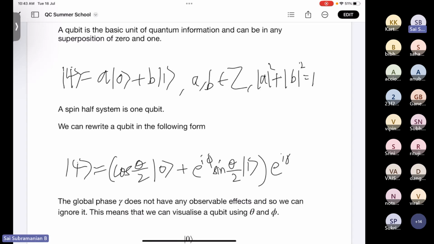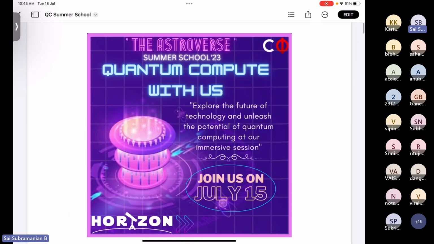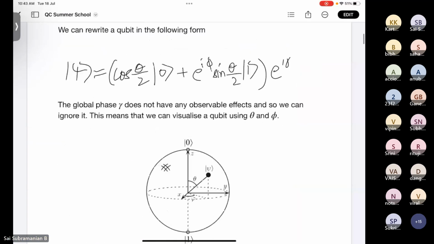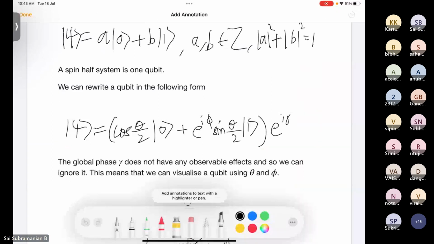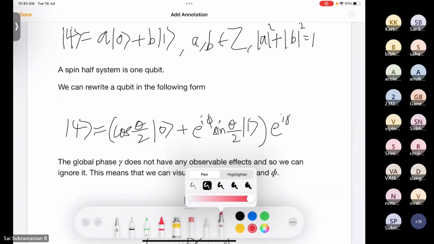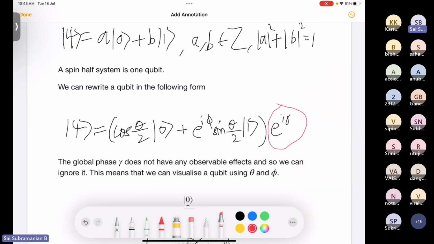But of course, a and b are also complex numbers, so we need to put two phases next to 0 and 1 to adjust for that. And an interesting fact about qubits is that the global phase of a qubit, that is the phase that you see outside, is not the relative phase between the amplitudes of 0 and 1. It is a global phase multiplying the entire state. This does not influence any single qubit measurements or gates or anything.